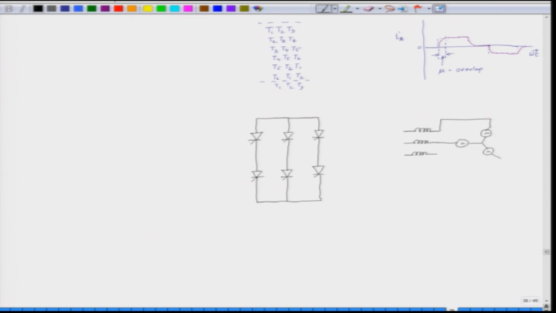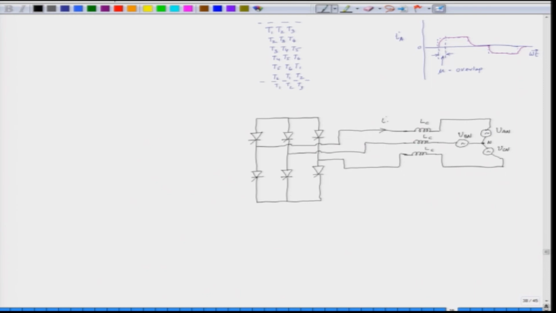So, these are the various phases we have. So, this is the back EMF, which is VAN, this is VBN, and this is VCN, and this is the neutral point N, and these are connected to the converter in the following fashion. So, these are the inductances of the machine. So, L are the inductances of the machine.